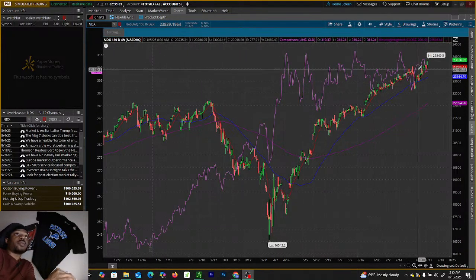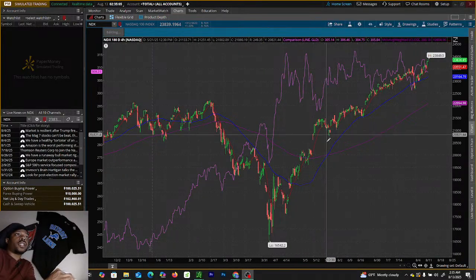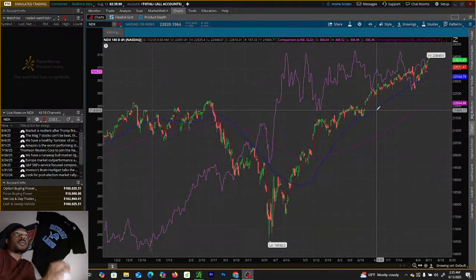So this is the price movement here. These lines here are the moving averages. We'll talk about that in another video. Actually, I'm going to post an educational video about moving averages.